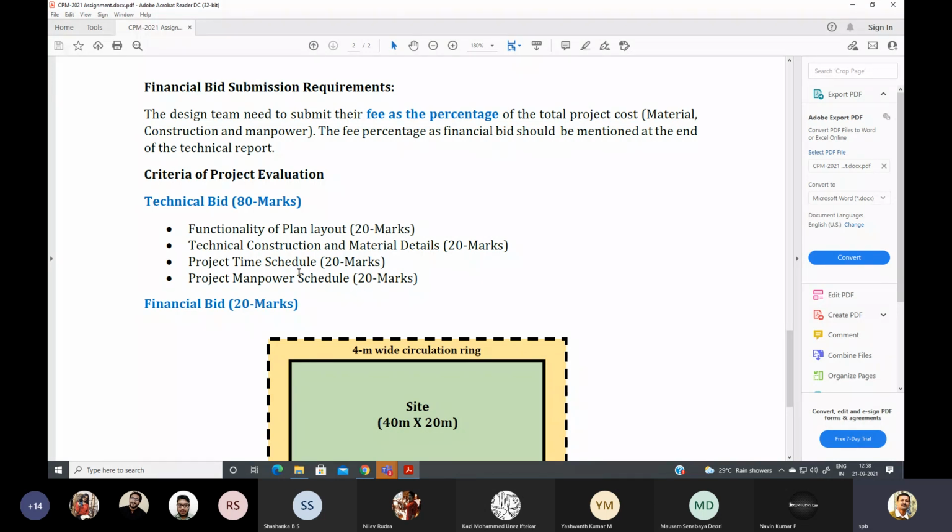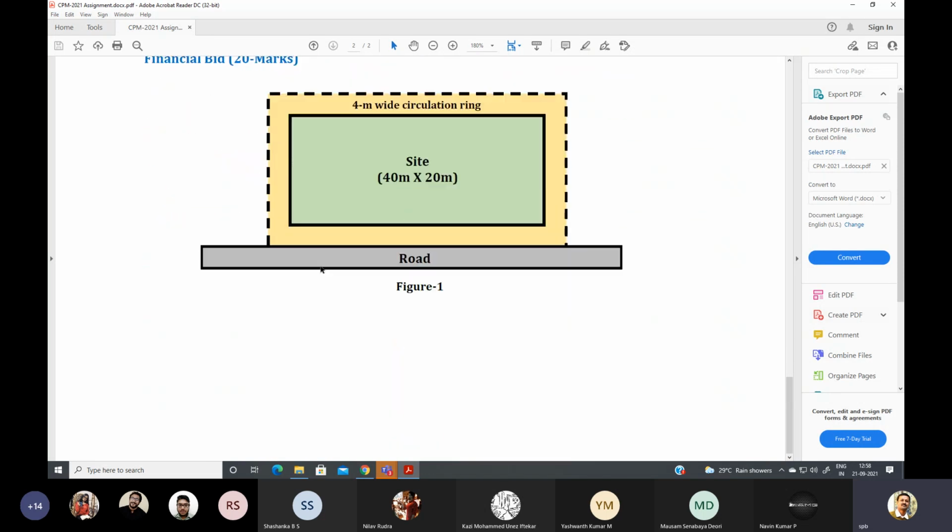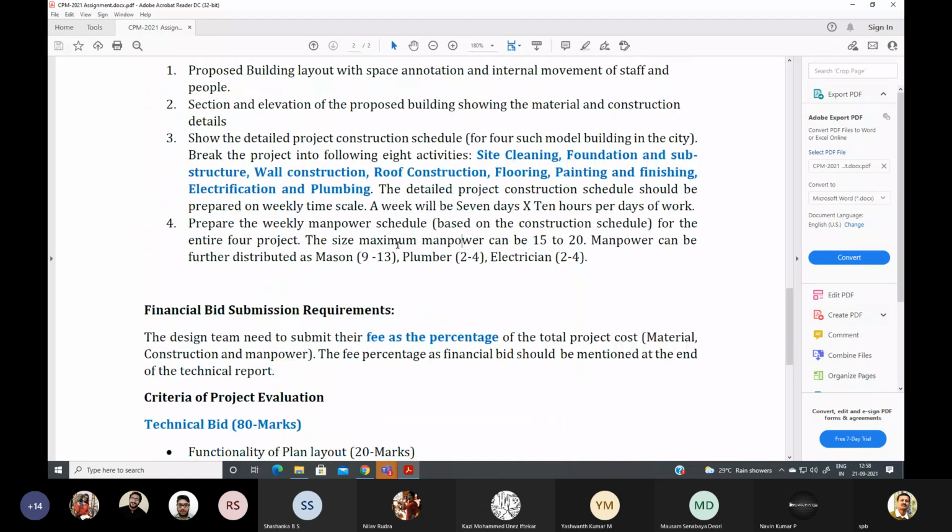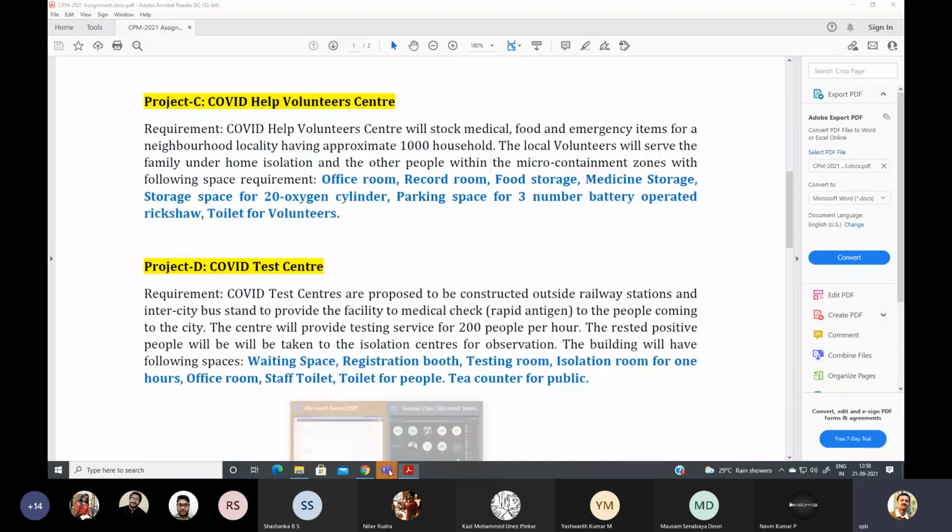So the plan, that is architectural, your plan should be an efficient plan, 20 marks. Your technical construction details, which type of material and how you will do it, 20 marks. Time schedule 20 marks, manpower schedule 20 marks. And then you put the financial bid, 20 marks. So total 100 marks will be evaluated. And for the financial bid, at the end you just write down that I will charge this much. This is the figure. Is it okay?